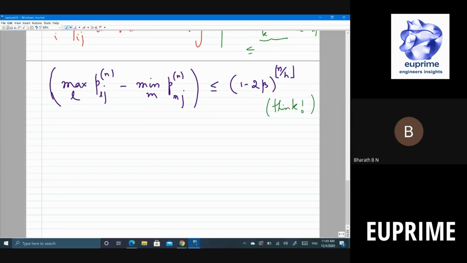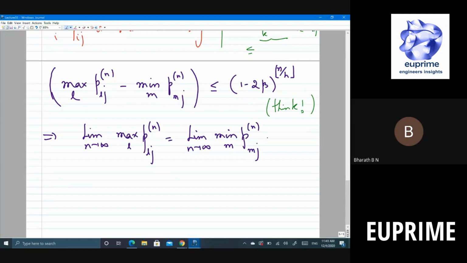So what does this mean? This implies that it is true for n also. So the limit as n tends to infinity of max over all l of P_lj in n steps is the same as the min over all m of P_mj in n steps, which is definitely greater than 0.